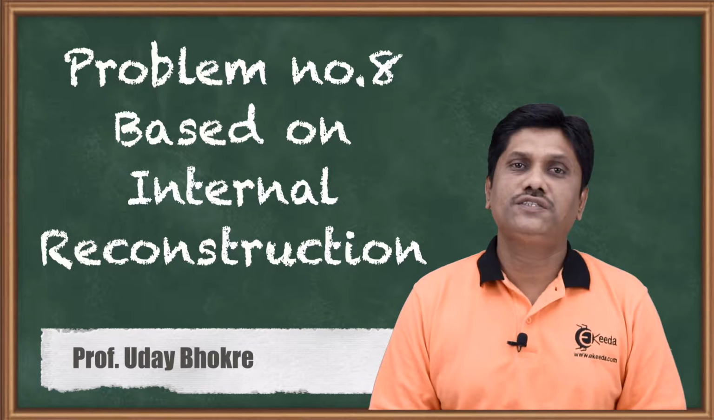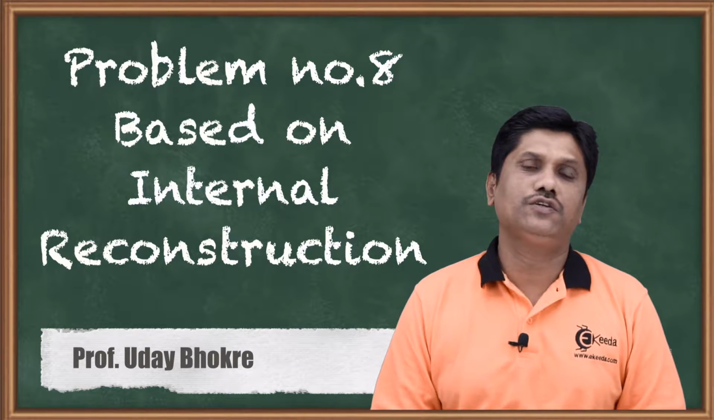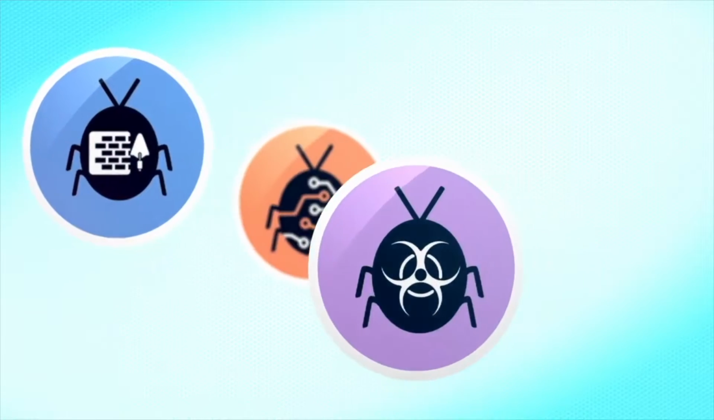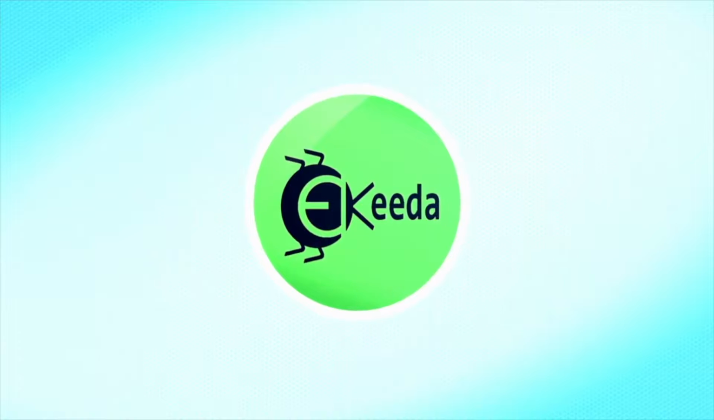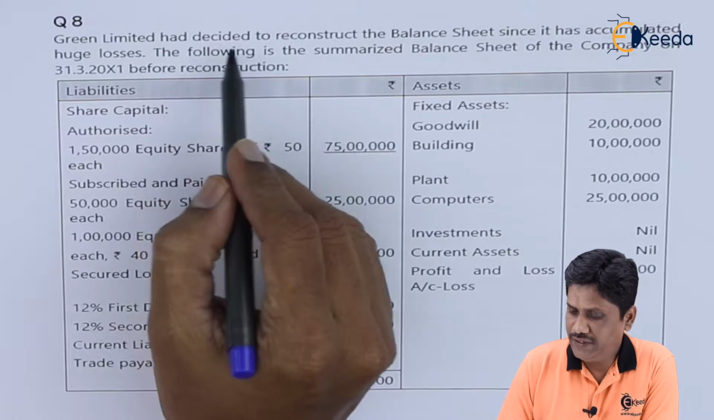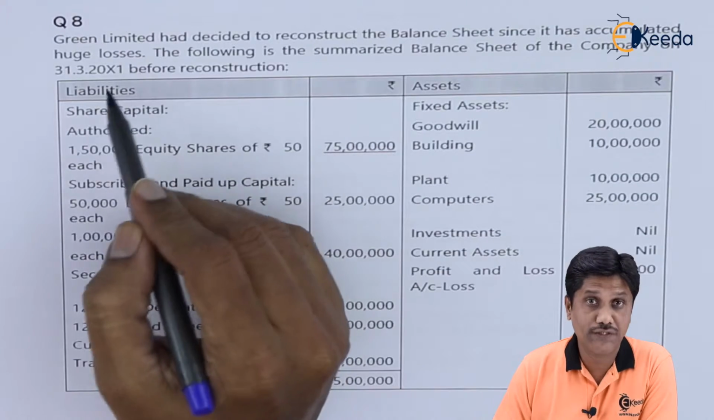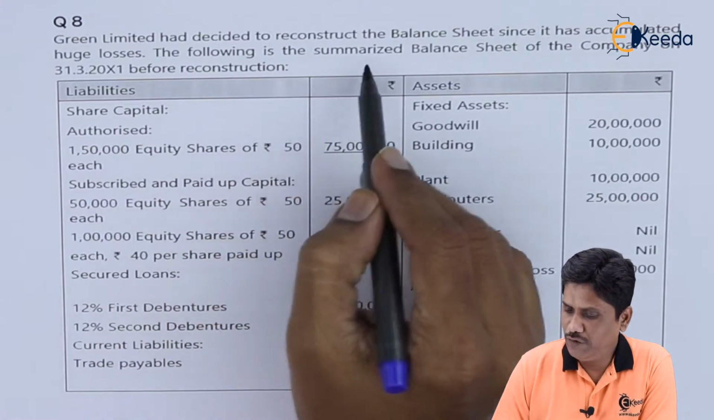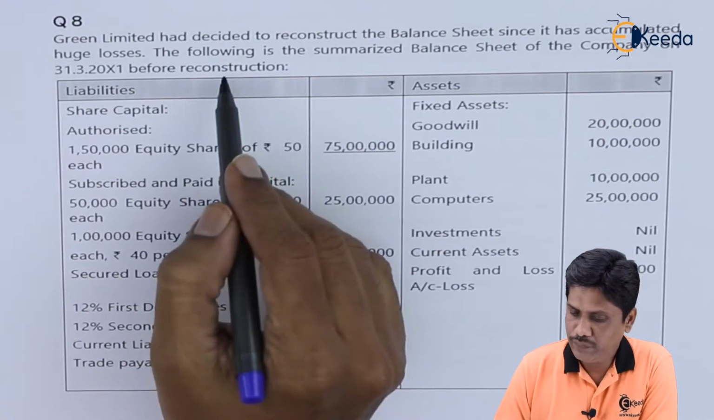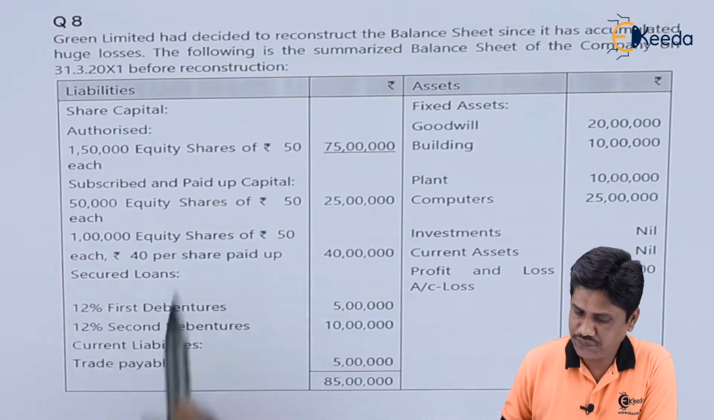Today we are going to learn for CA Intermediate Advanced Accountancy, topic name Internal Reconstruction, question number 8, which is on your screen. Let's read the question. Friends, they have given you: Green Limited had decided to reconstruct the balance sheet since it has accumulated huge losses. So they have huge losses. The following is the summarized balance sheet of the company on 31/3/20x1 before the reconstruction. So they gave you the balance sheet of the company. We have to go through the balance sheet now.